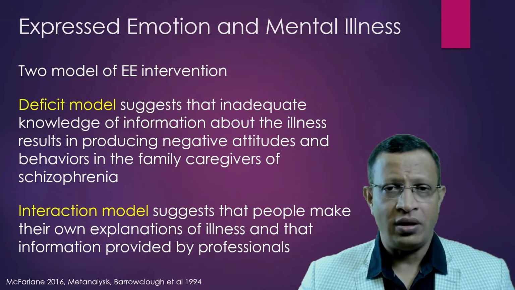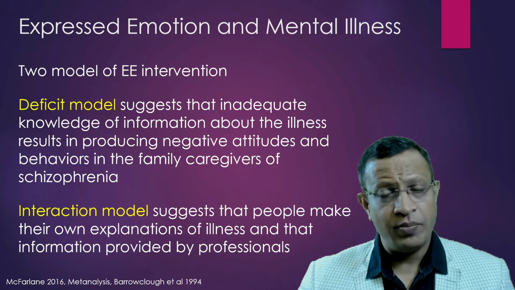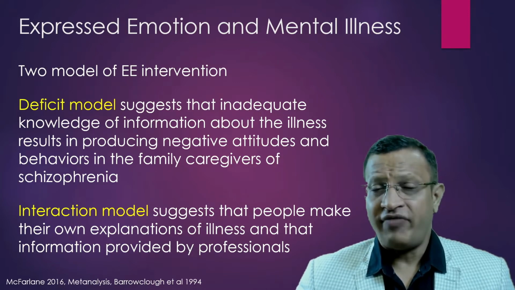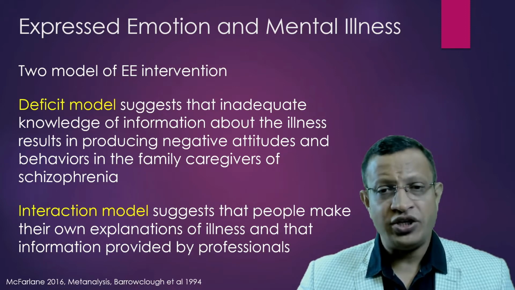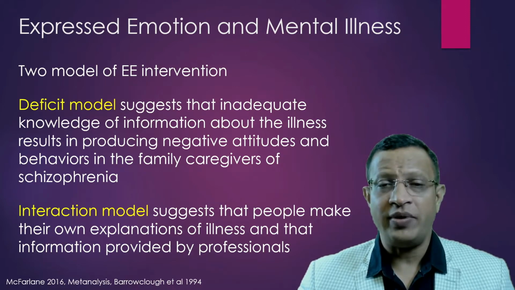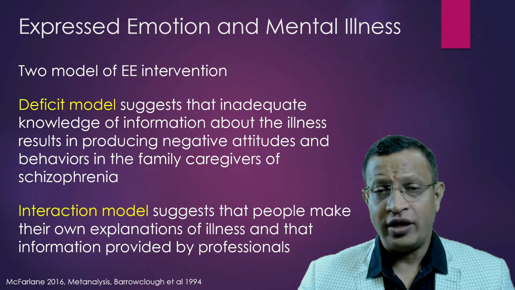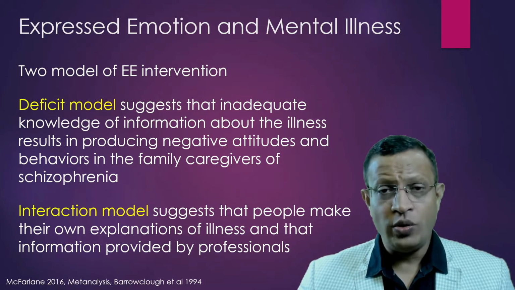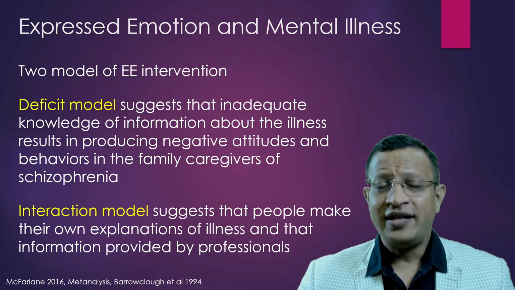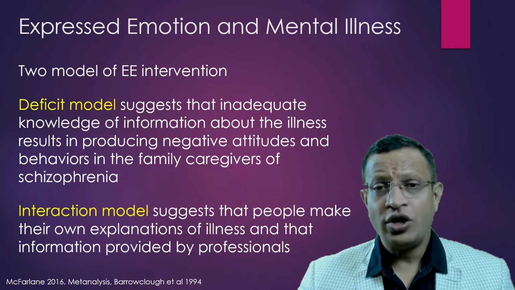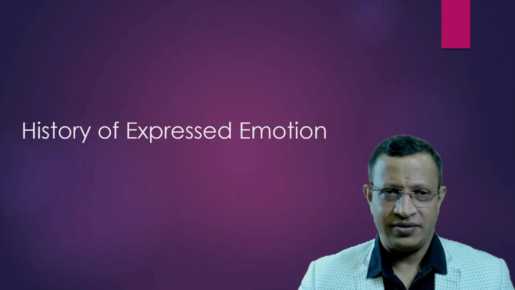And this causes relapse. Hence, the deficit of knowledge, attitude, and behavior towards a person with mental illness forms the deficit model. However, there is another important model, the interaction model. This suggests that people, especially the family members, make their own explanation of illness and of the information provided by the professionals, and they come up with their own hypothesis and model. That means these two important models indicate there is a need for psychoeducation, especially with mental illness, so that expressed emotion can be decreased.